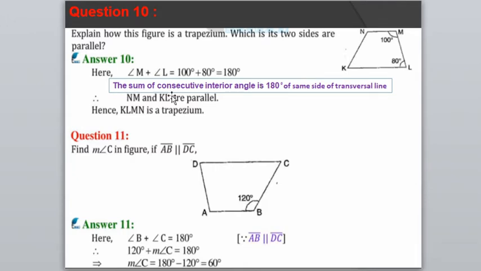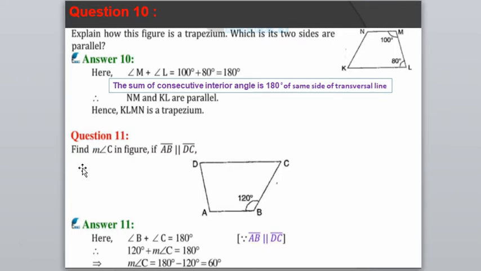So the sum of consecutive interior angles on the same side of the transversal line is 180 degrees. It means these two sides are parallel. Therefore we can say NM and KL are parallel. If we get one pair of parallel sides in this quadrilateral, it means this quadrilateral is a trapezium. Therefore KLMN is a trapezium.